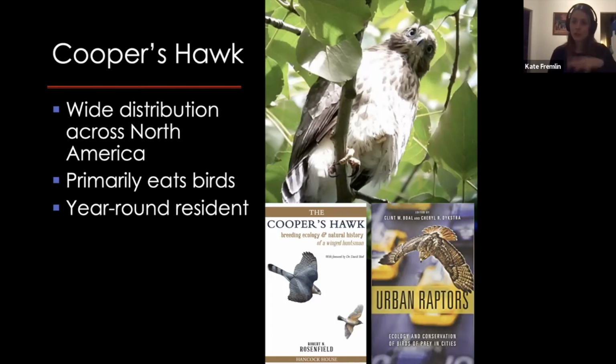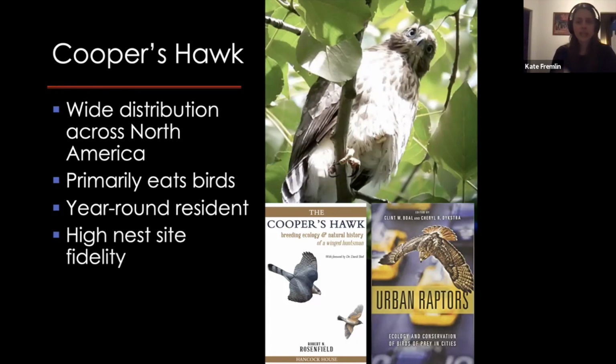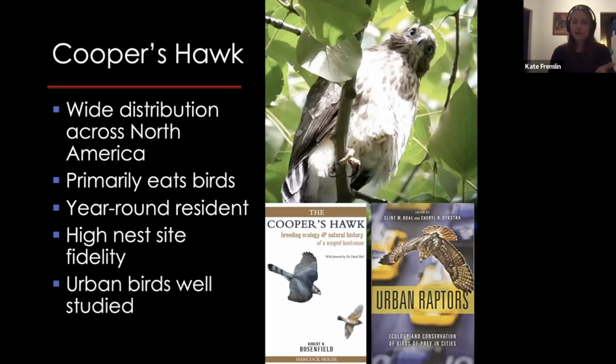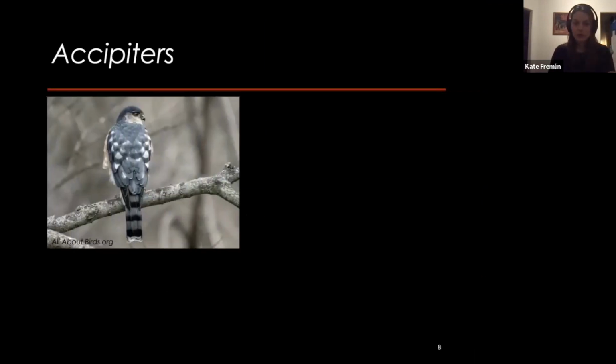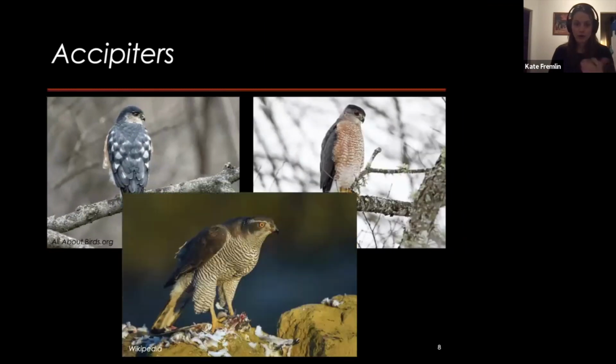So then it's representing local exposure versus being a migratory type species. And it also is known to have very high nest site fidelity. And so this is really important when I show you the previous research done by other students. And it's also a bird, an urban bird that's been very well studied, such as by Rosenfield, as I'm showing here in some of these books that are here. So as most of you are probably familiar, it's part of the accipiter family, which includes our sharp-shinned hawk, the Cooper's hawk, or our northern goshawk.